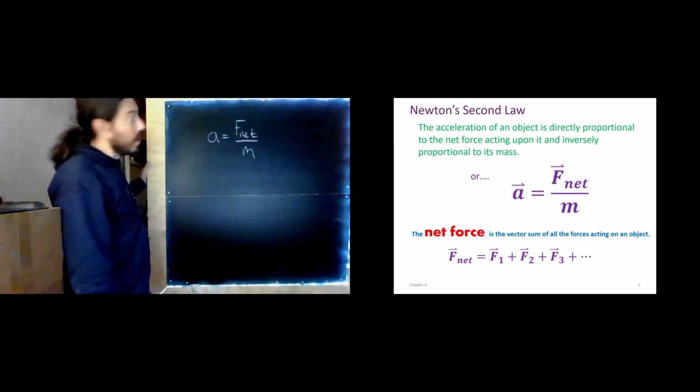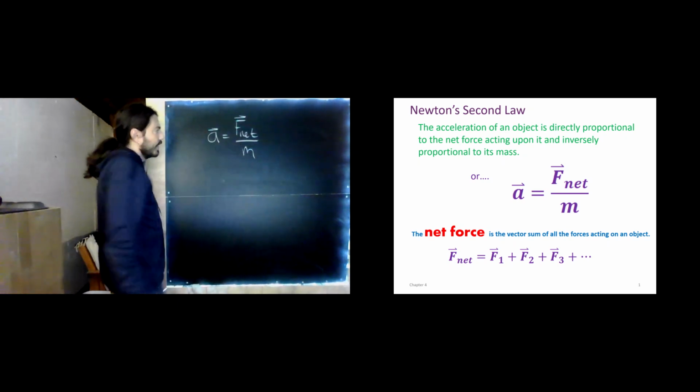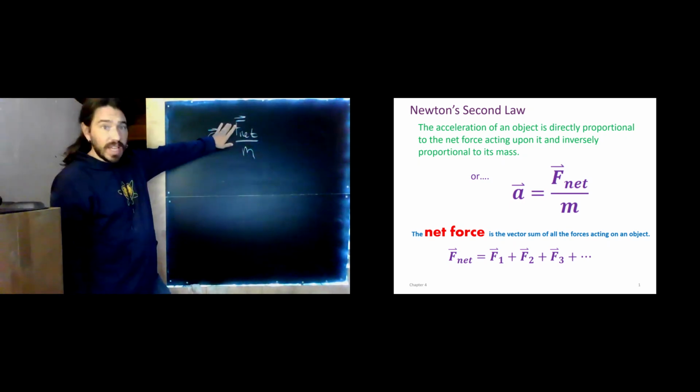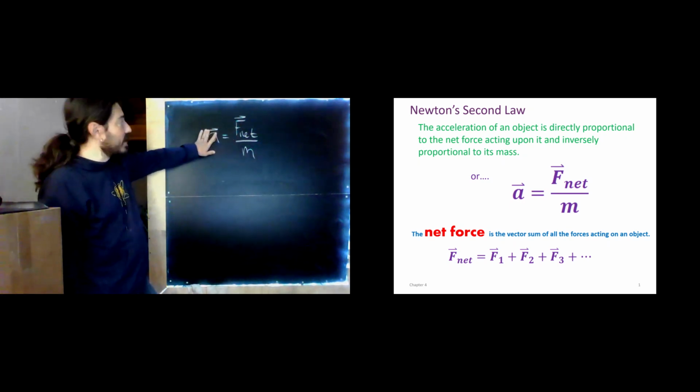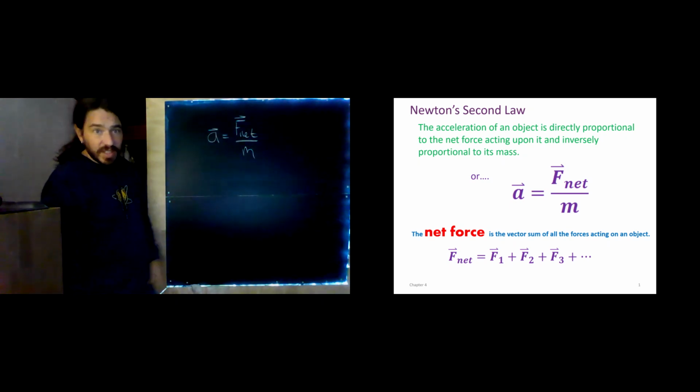A few things to point out. Force is a vector. Acceleration is a vector. Mass is not, right? Mass is a scalar. Therefore, the direction of the net force is the same as the direction of the acceleration. Because they're both vectors, and they're the only vectors on either side of that equal sign, they must have the same direction.